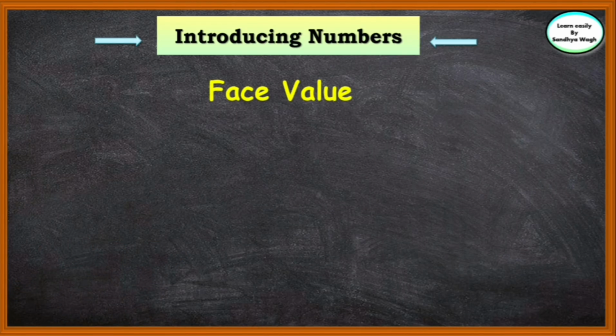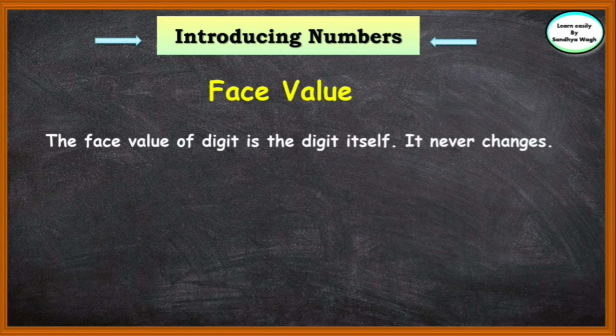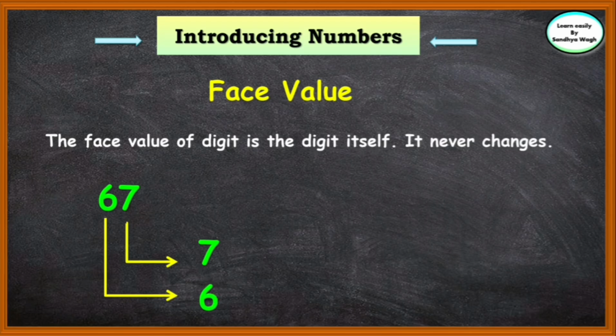Face value. First of all, we are going to learn about face value. The face value of a digit is the digit itself. It never changes. Let us take an example. Here we have number 67. Children, as I told you before, the face value of a digit is the digit itself. So, the face value of 7 is the digit itself, that means 7. The face value of 6 is 6.